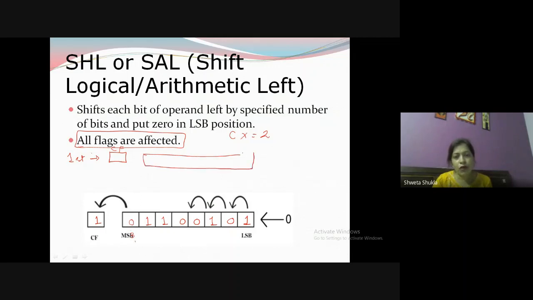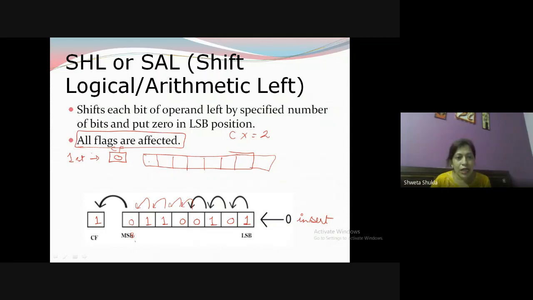You shifted all the bits 1, 2, 3, 4, 5, 6, 7, and 8. Now, let's see. When you shift it towards 0, after the first shifting, CF will become first of all 0. That means all the bits will move towards this side. But in case of SHL or SAL, you will insert a 0 from the left. That means from the least significant bit. Okay, so insert 0.